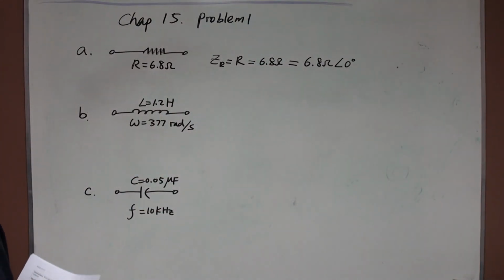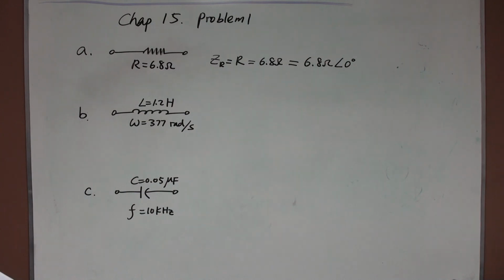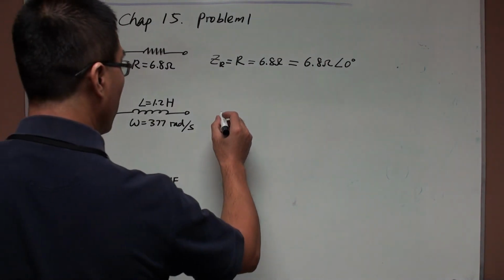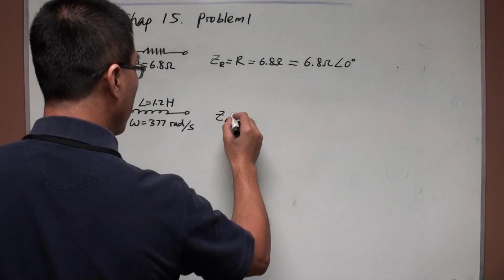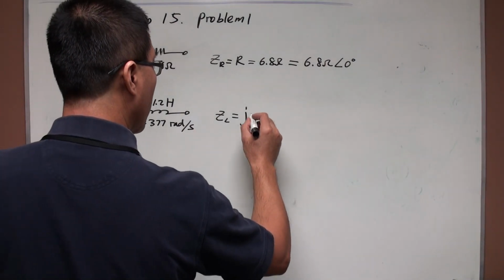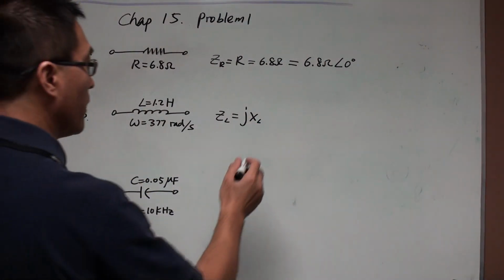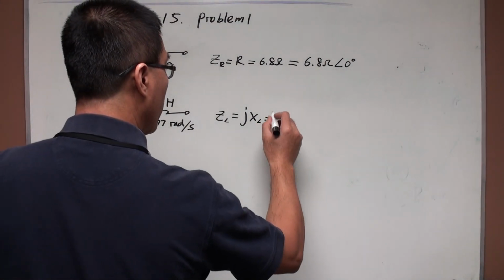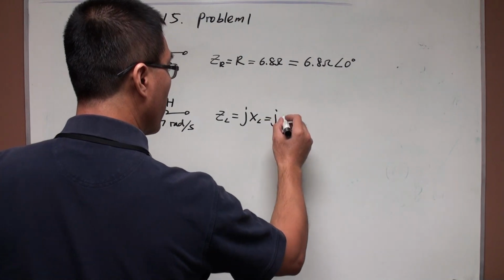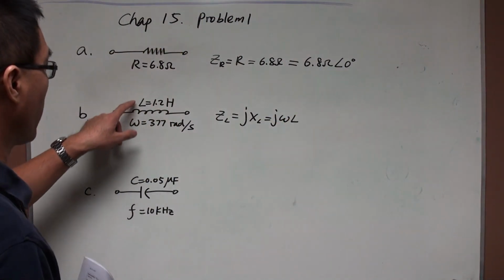Okay, so let's look at the inductor. For an inductor, we know the impedance is equal to jXL. And XL is equal to omega L. So we have omega, we have L.